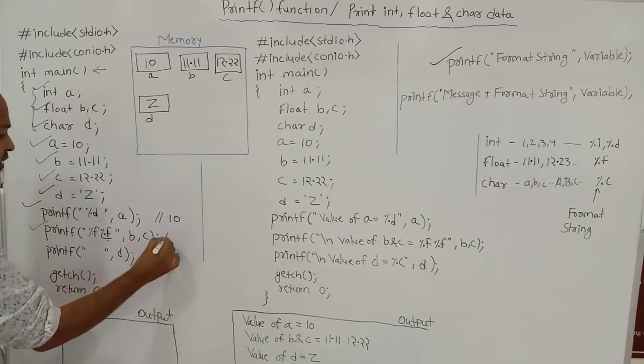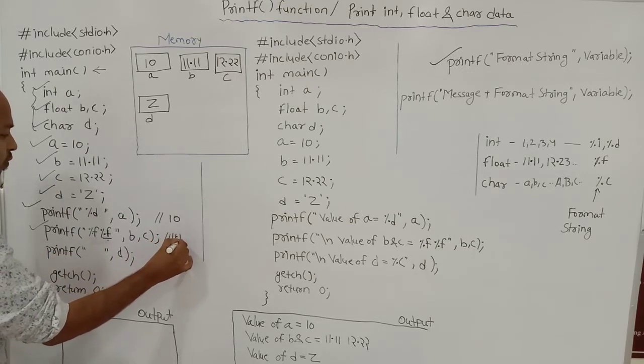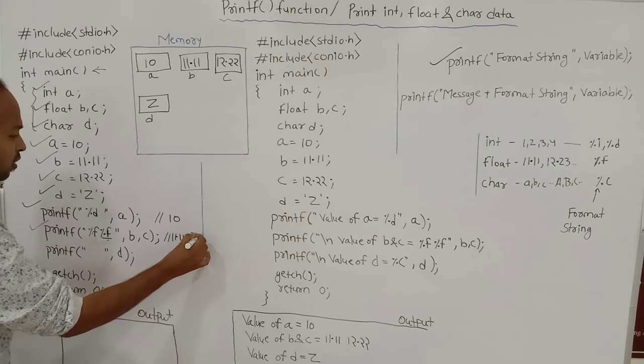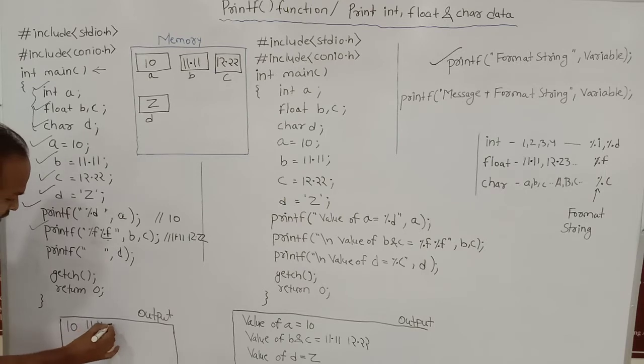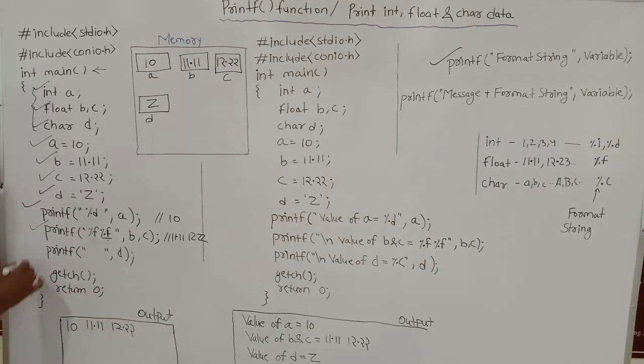So what will be printed? It will print 11.11 and 12.22. So in our output screen we can see 11.11 and 12.22. Then the third line will execute.